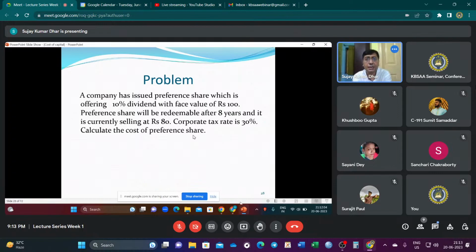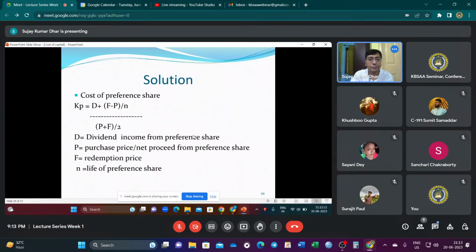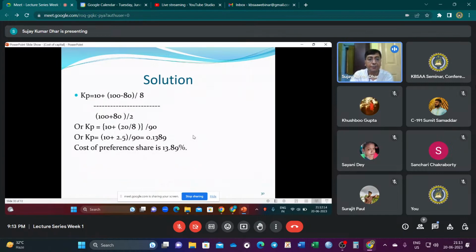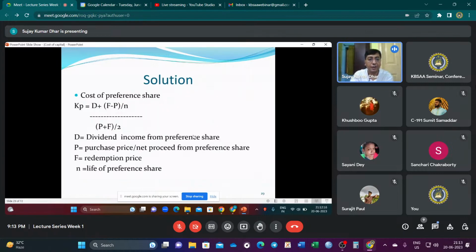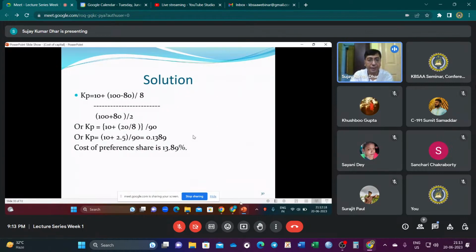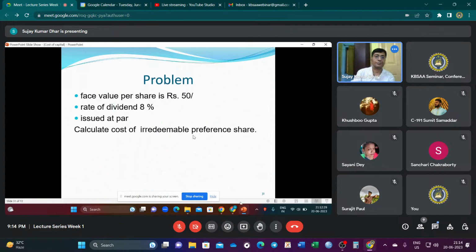D plus F minus P by N whole divided by P plus F by 2. So we'll put the formula. 10% dividend, 10% of 100, 10, 100 minus 80 by 8, whole divided by 100 plus 80 by 2. So cost of preference is 13.89%.